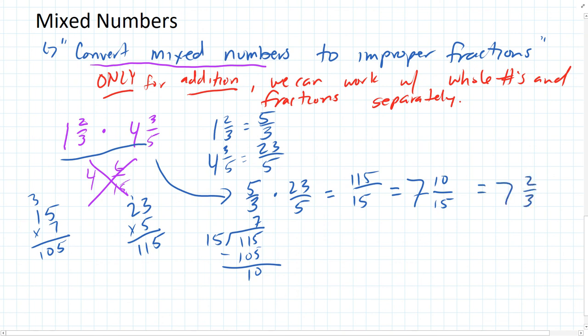Okay, and if you know how to simplify this before you multiply, you could do that. But again, as far as working with mixed numbers, you want to convert the mixed numbers to improper fractions.